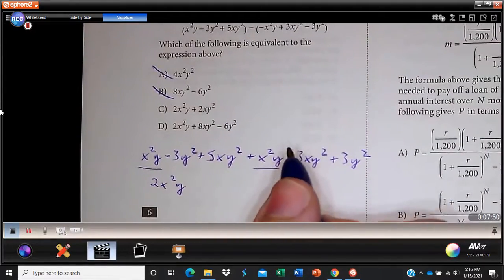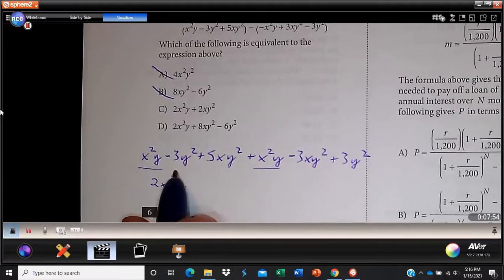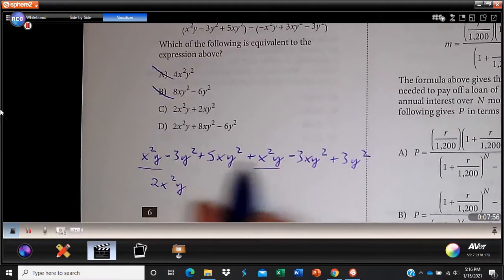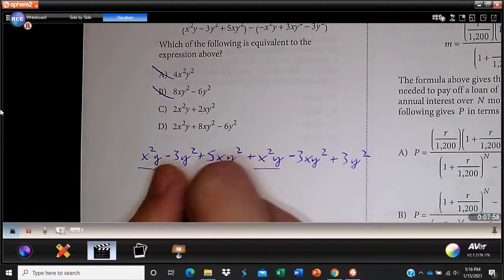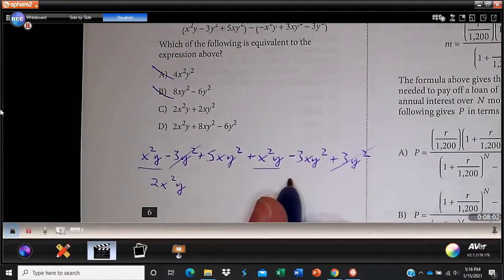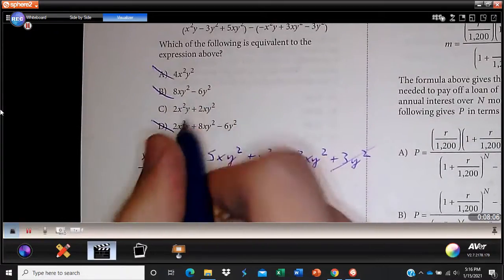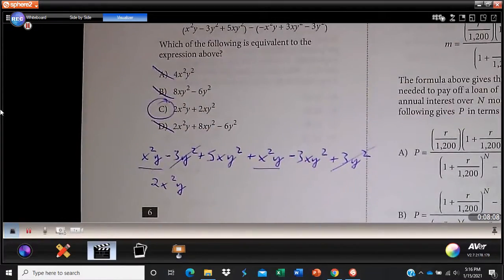And then I have a minus 3y squared, I have a plus 3y squared. Those actually cancel each other out. So I have no y squared term, and that actually eliminates answer choice D, because D has a y squared term. So I'm left with C.